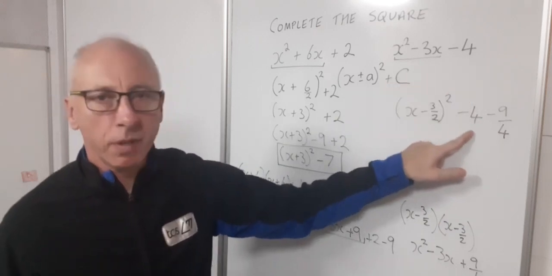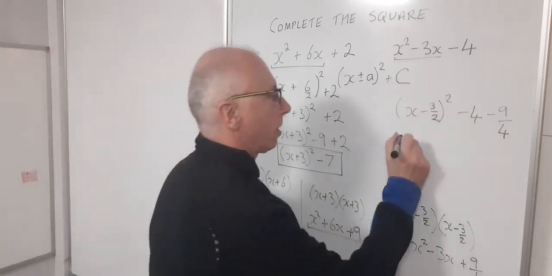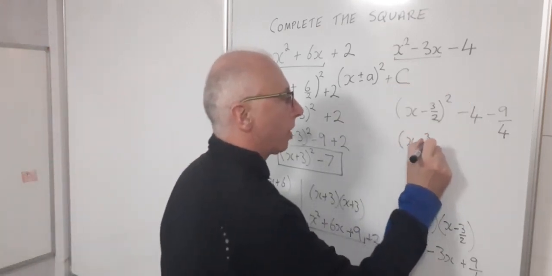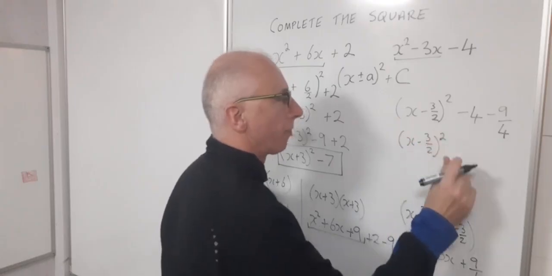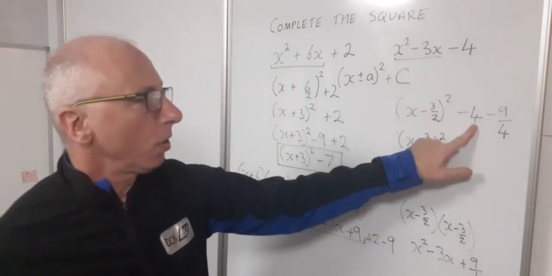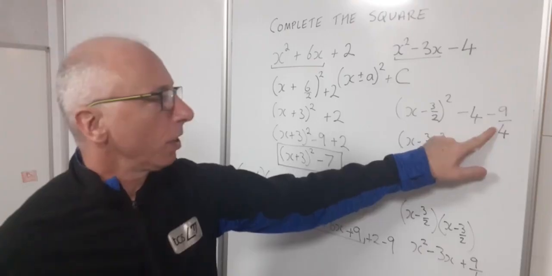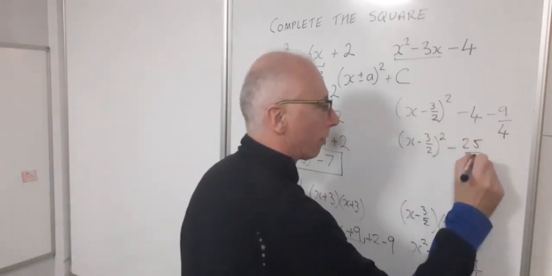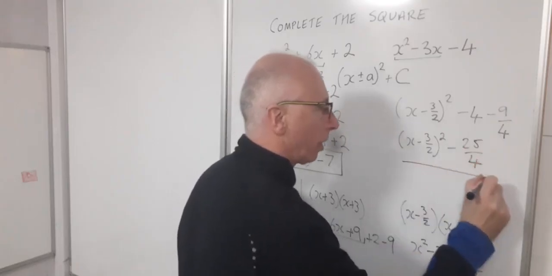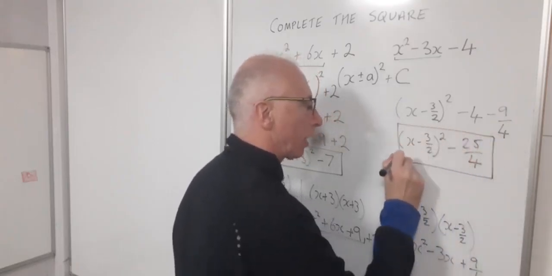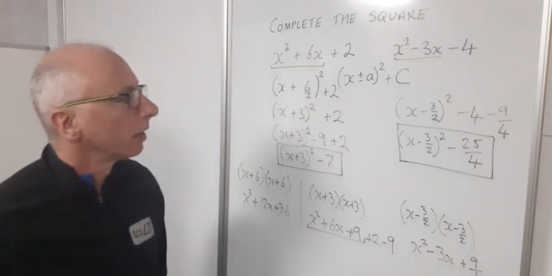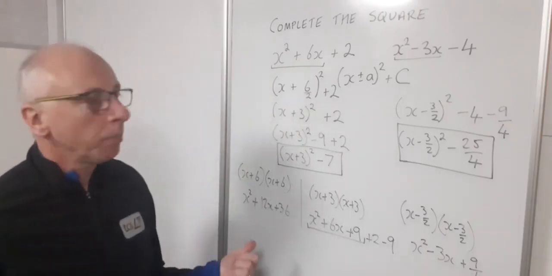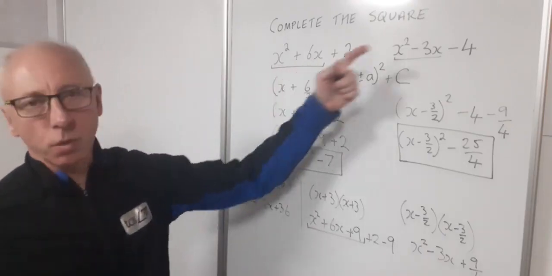So now let's just simplify these constants. So now I've got x minus 3 over 2 squared, and then minus 4 minus 9 over 4, that's going to give me minus 25 over 4. And that completes that quadratic in square format. Okay, so that's completing the square with these two quadratics.